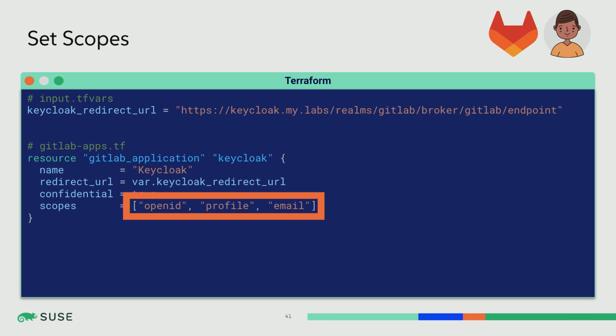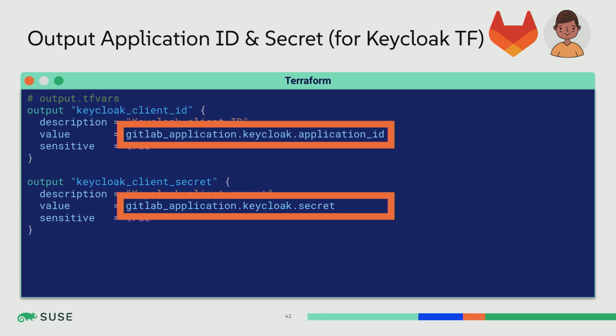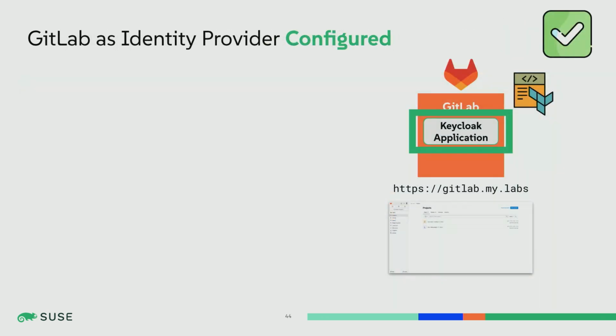If you are lost in the presentation, I put a logo on top showing who is doing what on which component. So here, Dave is manipulating the Terraform configuration for GitLab. Then, to let Keycloak connect to this GitLab application, I will output the application ID and secret to be used by the Keycloak Terraform configuration later. So we have now configured the Keycloak application on GitLab.